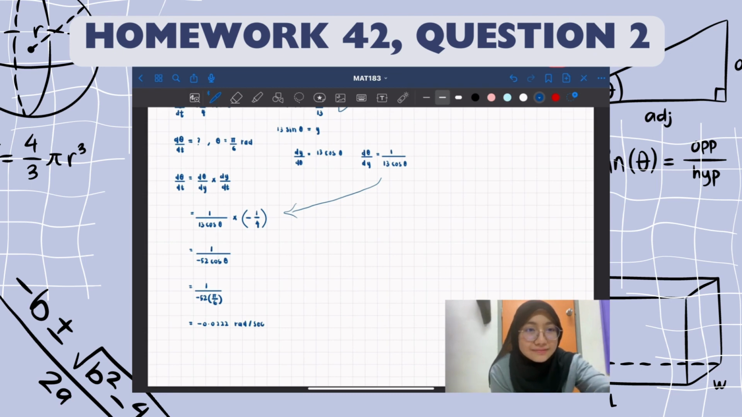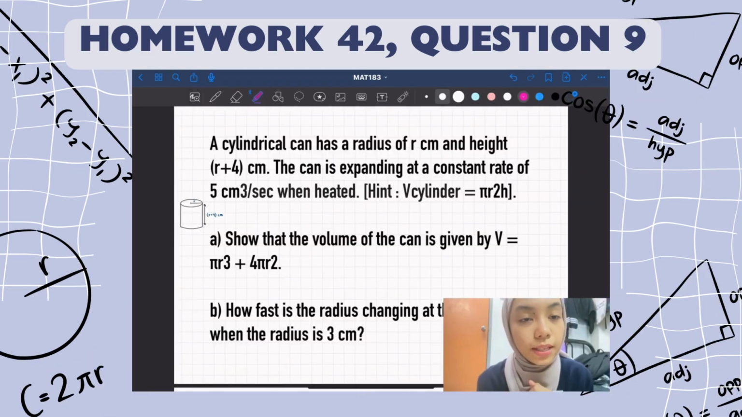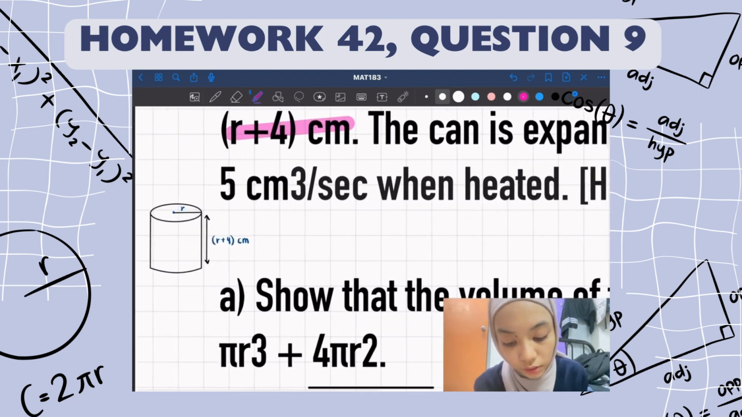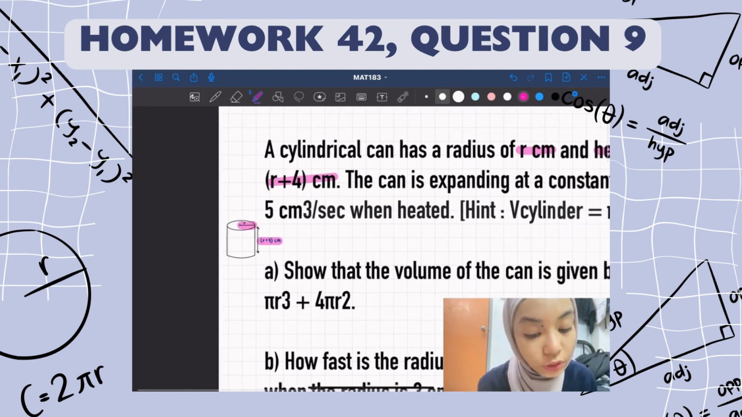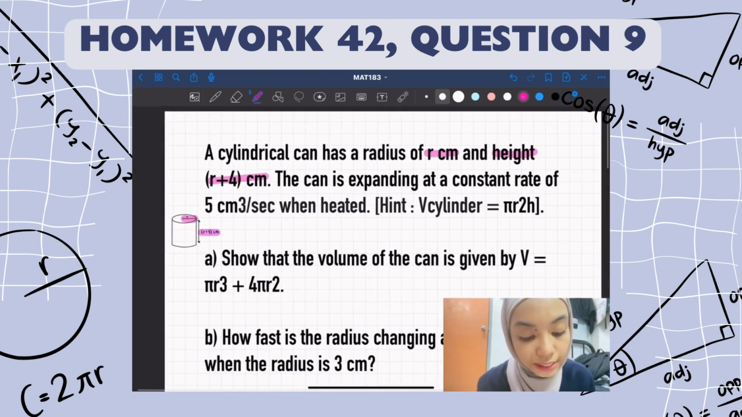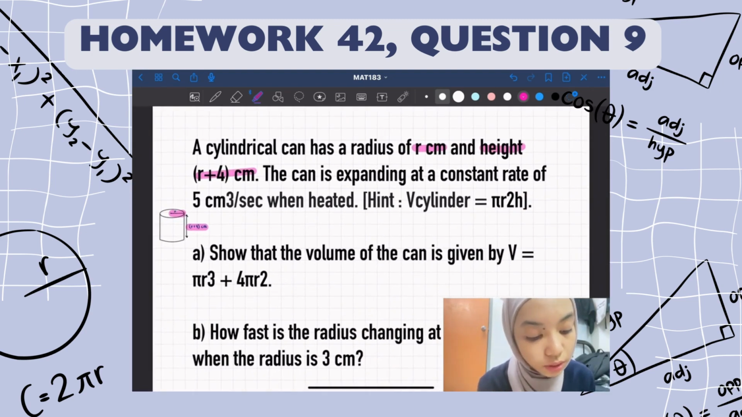Thank you. So for the next part, I'm going to discuss homework 42, number 9. A cylindrical can has a radius of r cm and the height is r plus 4 cm. So I've drawn that this is the r and this is the height for the cylindrical can. The can is expanding at a constant rate of 5 cm cubed per second when heated.